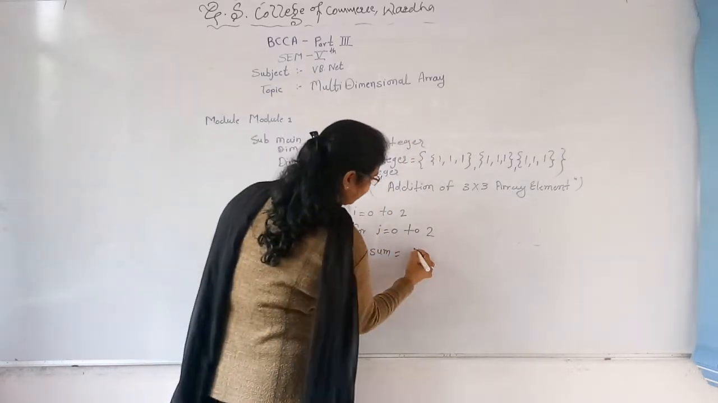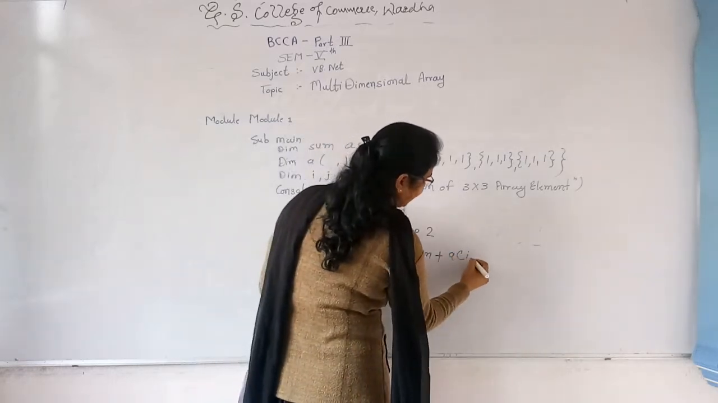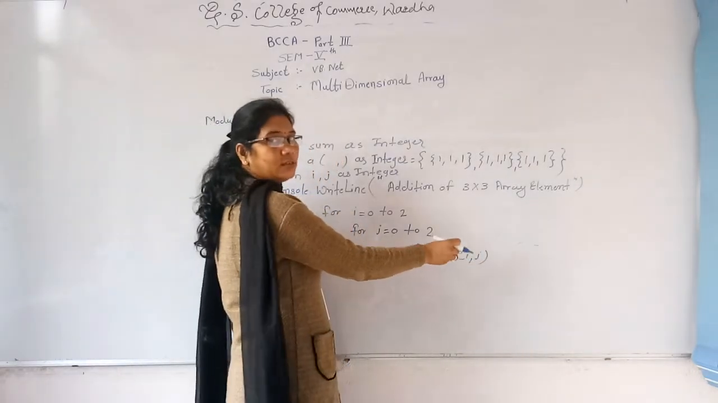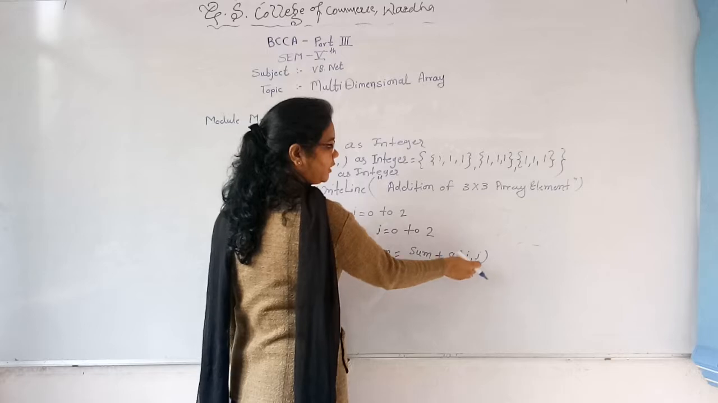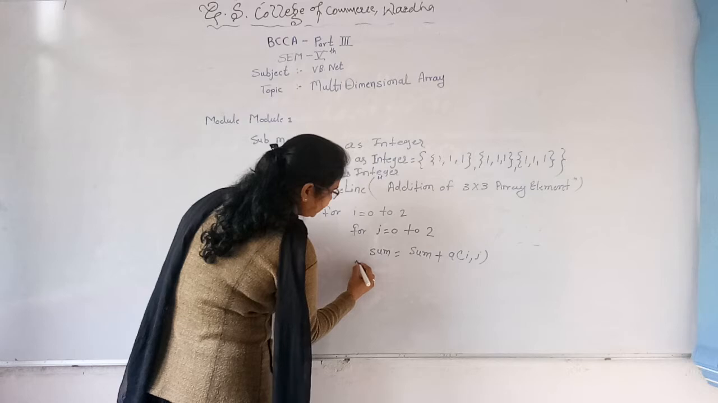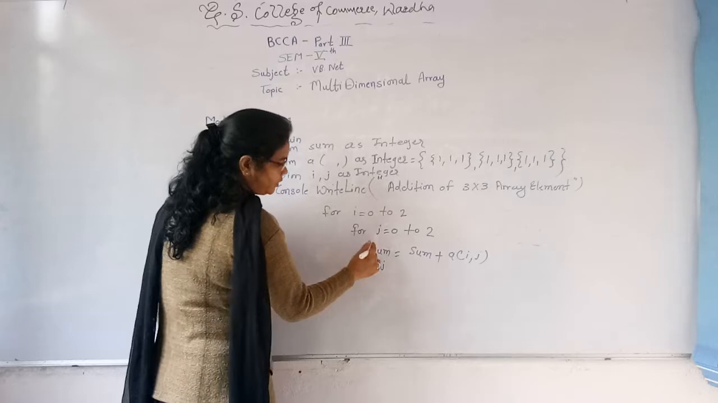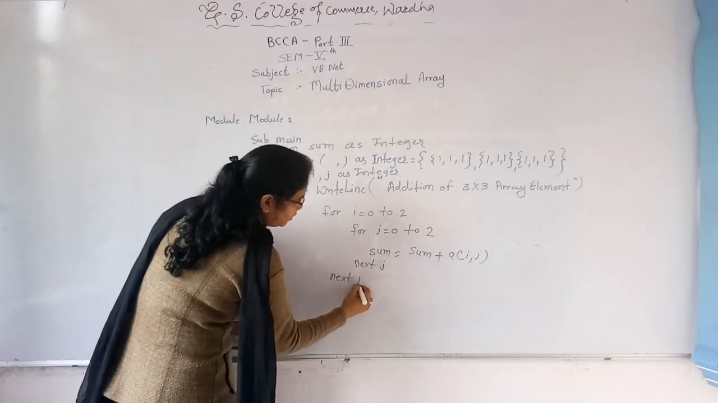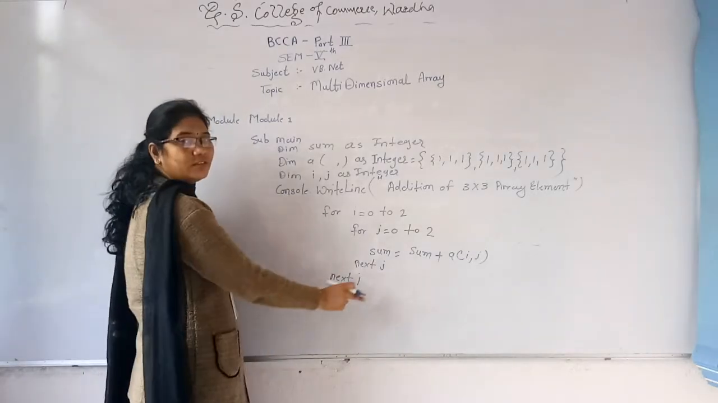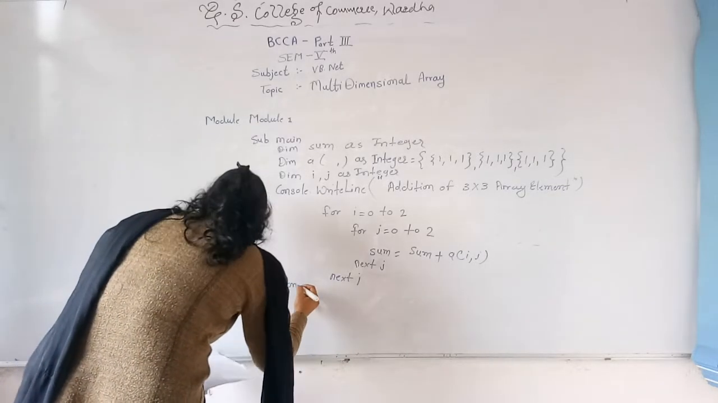So sum equals sum plus a of i, j. Whatever the elements with the reference of that particular index number, that should be added in variable sum. Then Next j, because this is the inner loop for j, and then Next i. So this is the outer loop, this is the inner loop, and it is nothing but the nesting of For loop.